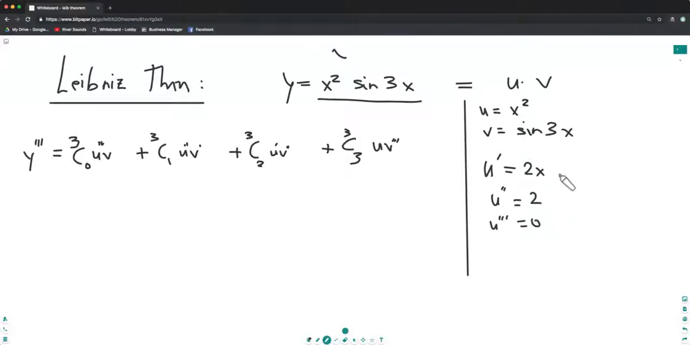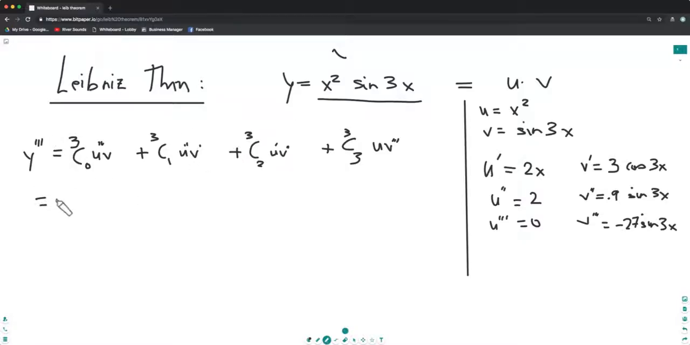And then you've got v separately. v is equal to sine 3x, v prime is 3 times cosine of 3x, and v double prime is equal to 9 times minus sine of 3x. And then v triple prime is equal to minus 27 cosine of 3x. And then you just plug it in here.